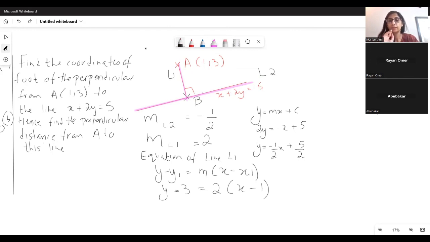Yes, miss. Simply substitute 1 comma 3 here instead of x1 and y1, and you already know the slope, which is 2. So this line would be y minus 3 equals 2x minus 2, or y equals 2x plus 1. This is the equation of the second line.